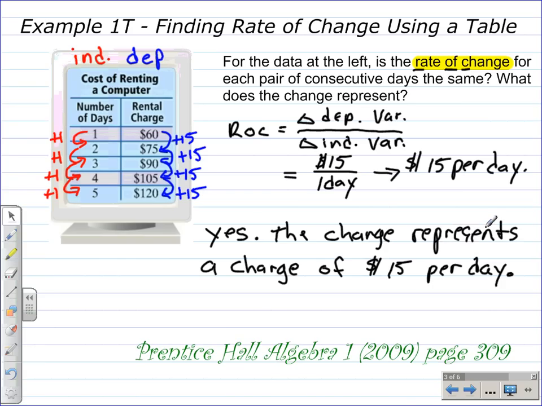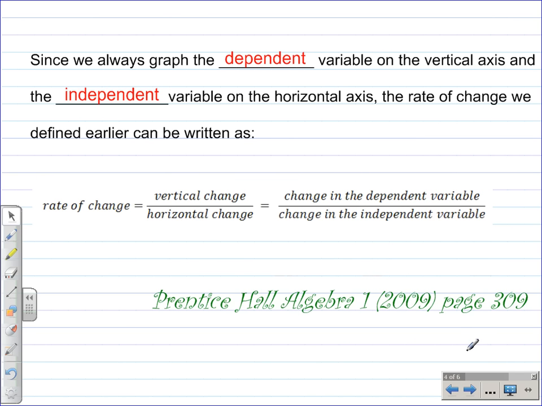So that's our first example with finding rate of change, and we used a table. Since we always graph the dependent variable on the vertical axis and the independent variable on the horizontal axis, the rate of change we defined earlier can be written as the rate of change is equal to the vertical change over the horizontal change, which is the same as saying the change in the dependent variable over the change in the independent variable. You have to make the connection that the dependent variable is always graphed on the vertical axis and the independent variable is graphed on the horizontal axis.